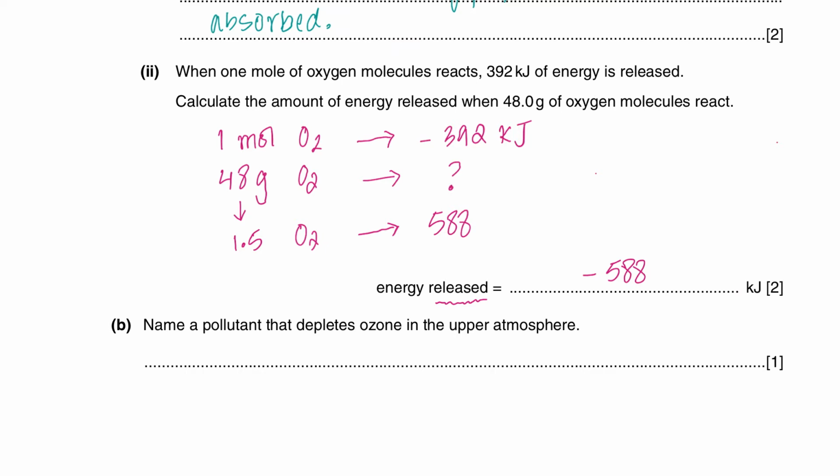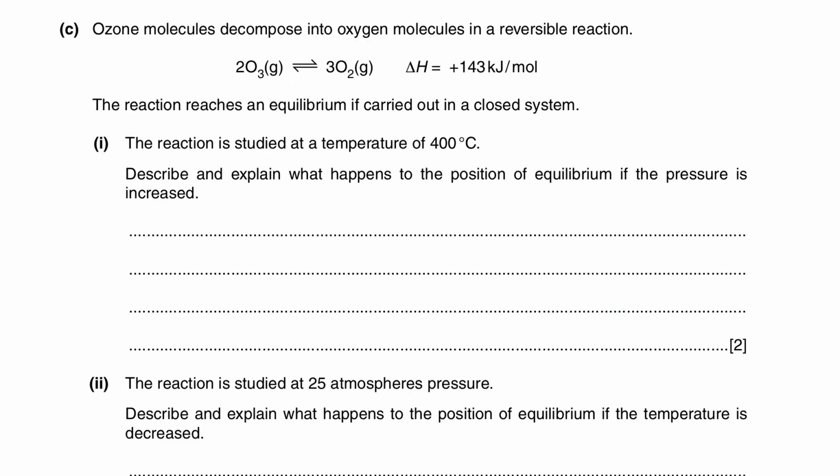Name a pollutant that depletes ozone in the upper atmosphere. So this is something we haven't done, so I'll skip this bit for now. We don't need to know this. This is pollution in air, which we'll do at the end. We'll focus on that when we get there.